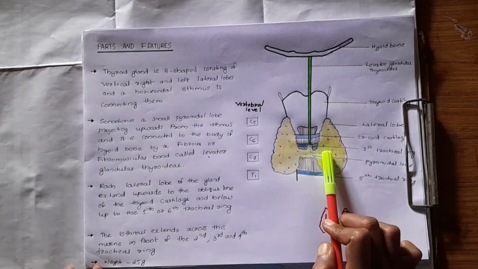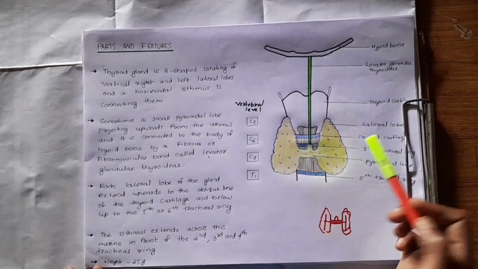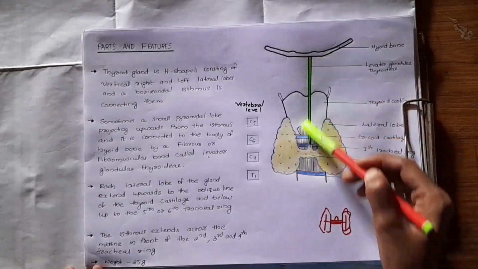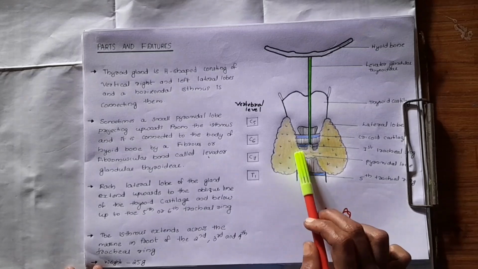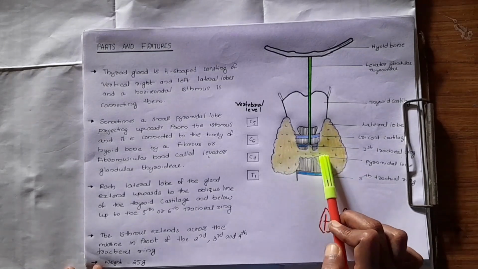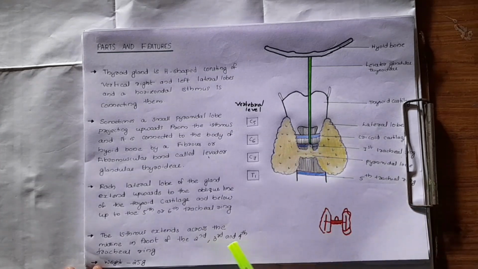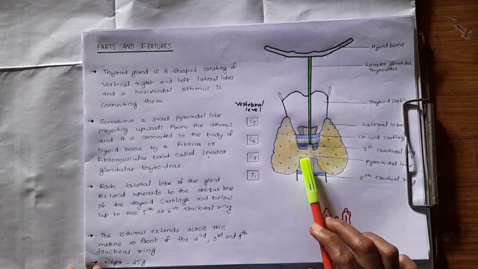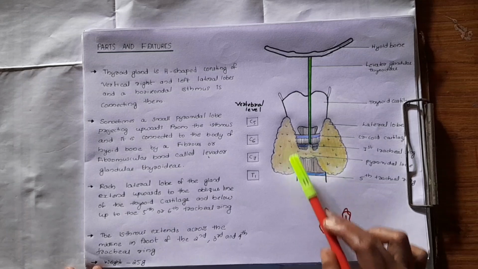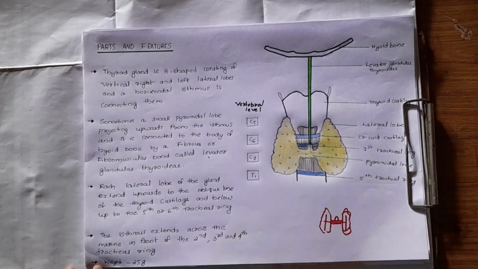The next point is the isthmus. The isthmus extends across the midline, in front of the second, third and fourth tracheal rings. And the weight of the gland is 25 grams. These are the points included in the parts and features.